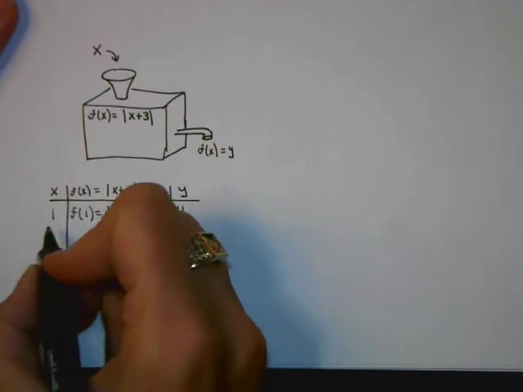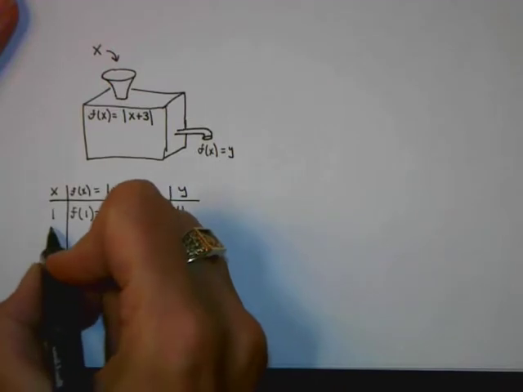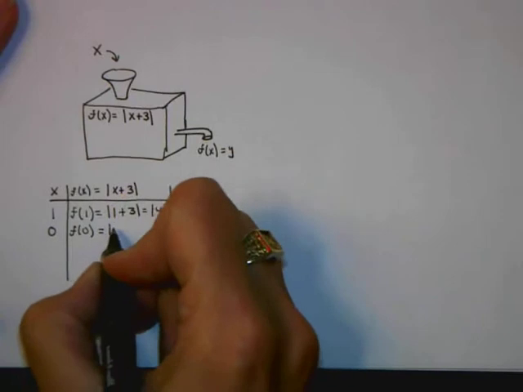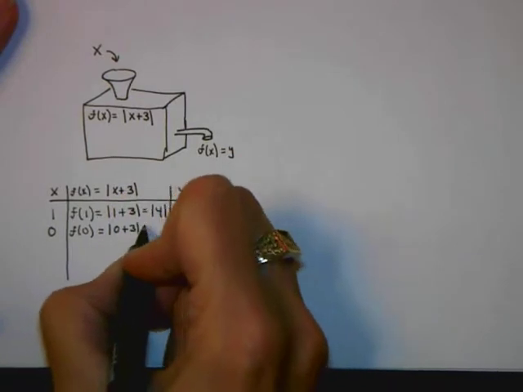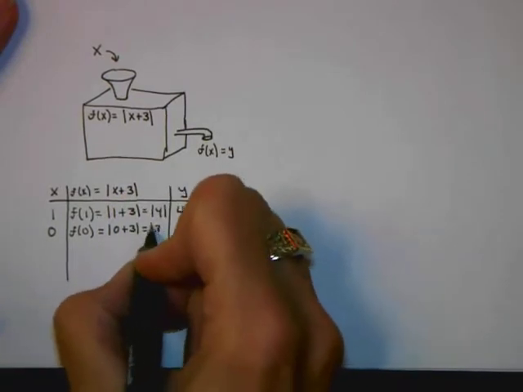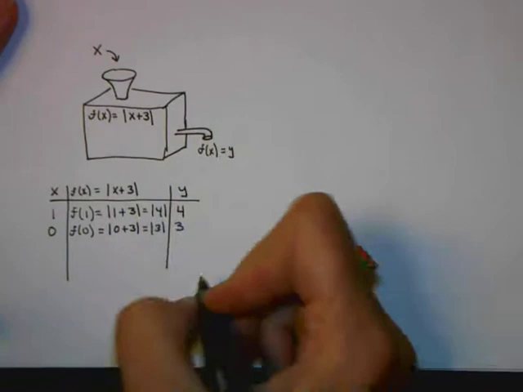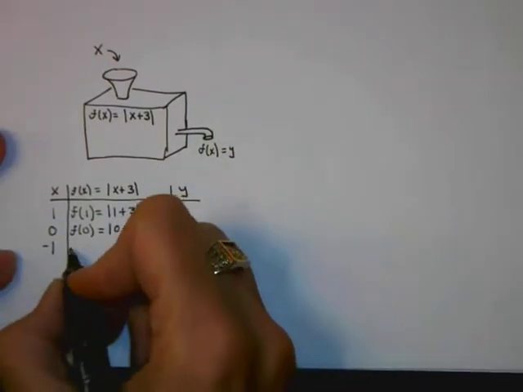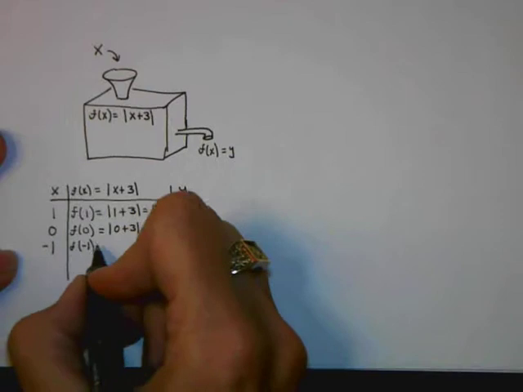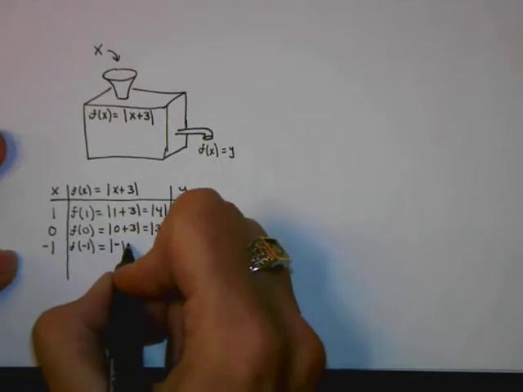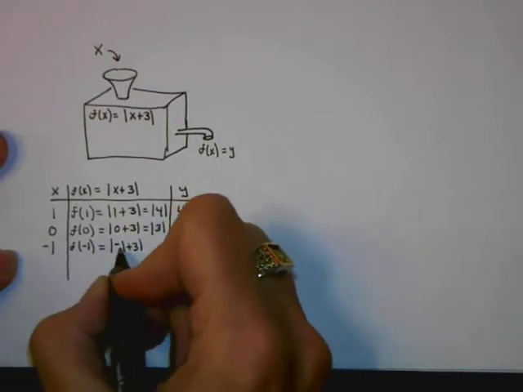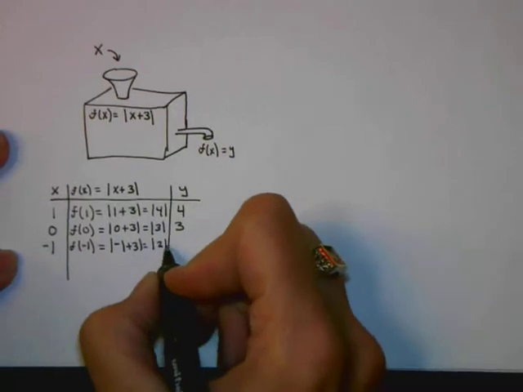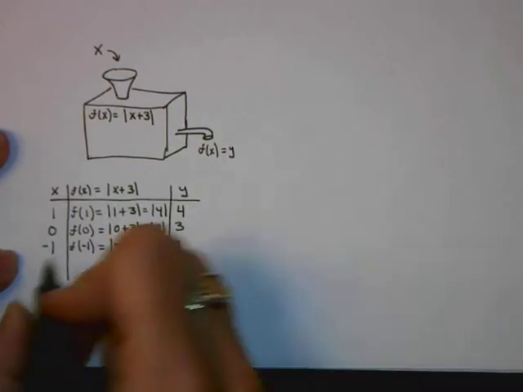We can repeat this process a couple of times. Let's try 0. The value of the function at 0 is the absolute value of 0 plus 3. 0 plus 3 is just 3, so this is the absolute value of 3. We notice in this case we can put in negative numbers for x. The value of the function at negative 1 is the absolute value of negative 1 plus 3. Negative 1 plus 3 is positive 2, so we're taking the absolute value of 2, which is just 2.